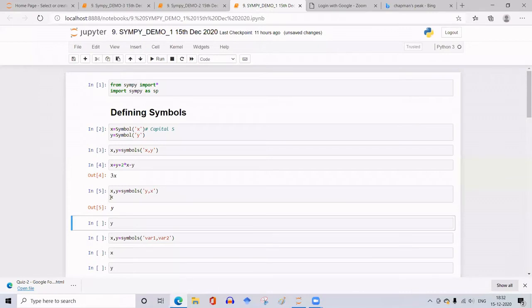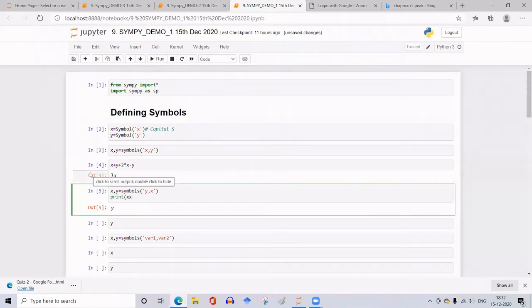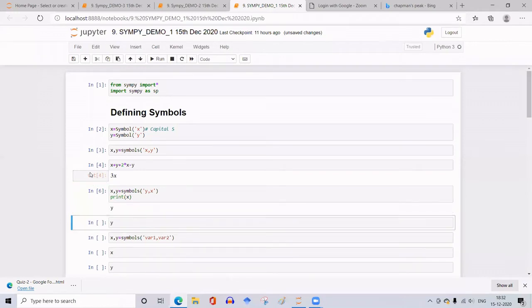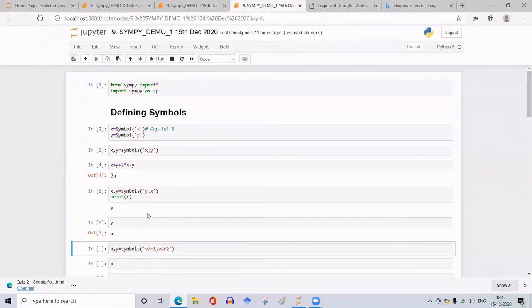See, I'm asking here X. That means simply writing the variable and running that cell will give the value of that variable. It is as good as print X. Okay. So the value of X is Y here. Similarly, since I have interchanged it, when I call Y, I will get the X.